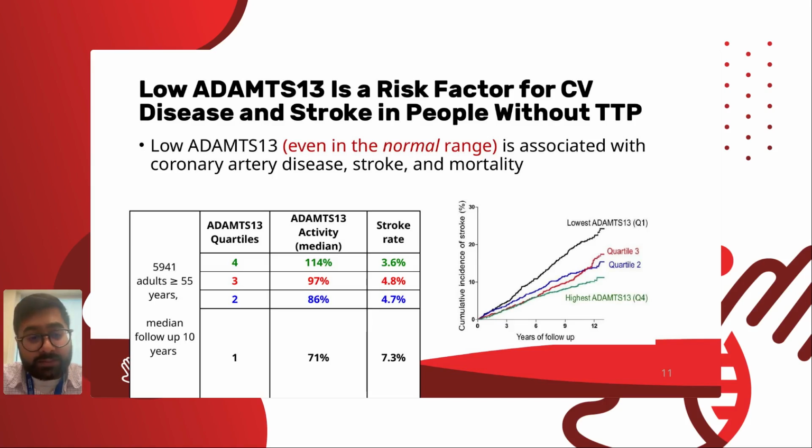So in this population study, which was done in just under 6,000 patients from the Netherlands, it showed that patients in the lowest quartile of ADAMTS13 activity, which is this black line here at the top of the right figure, with a median activity of 70-something%, had the highest incidence of stroke. And these are patients that are completely normal, don't have TTP, and have no von Willebrand issues. And they were still found to have, as the ADAMTS13 activity decreases, the incidence of the stroke increased.